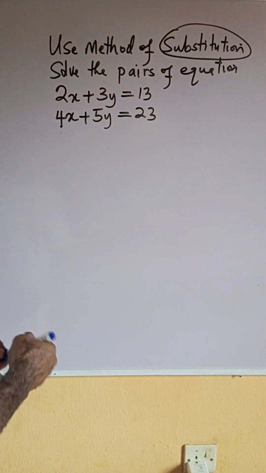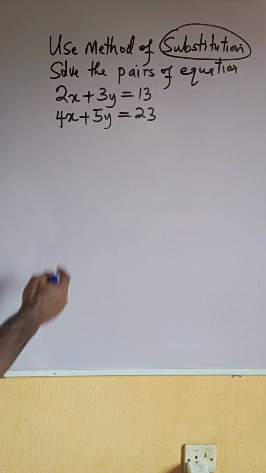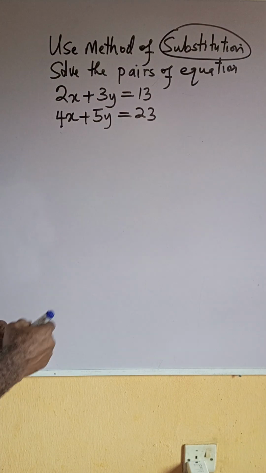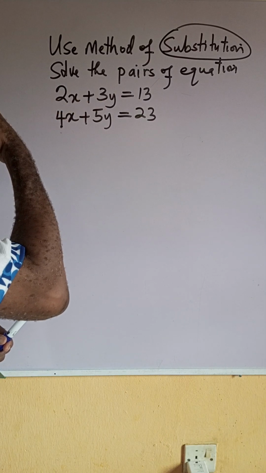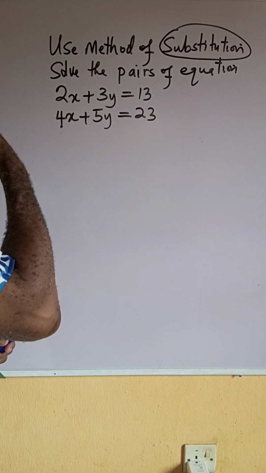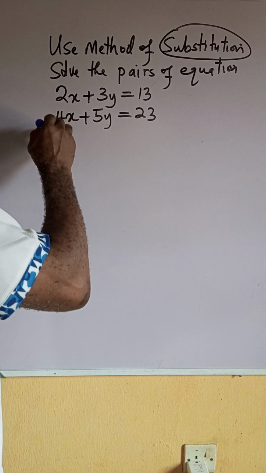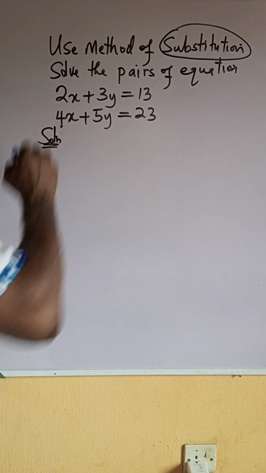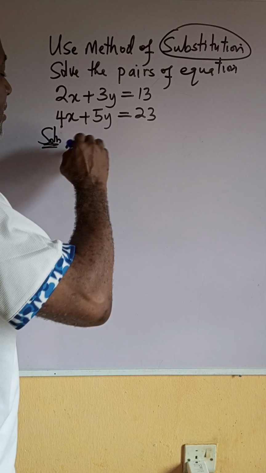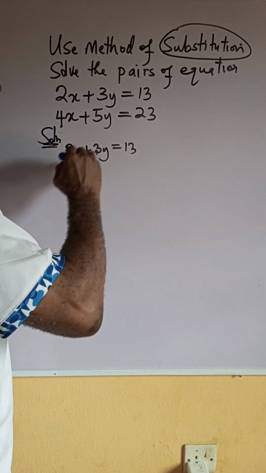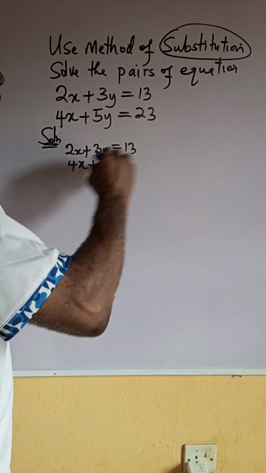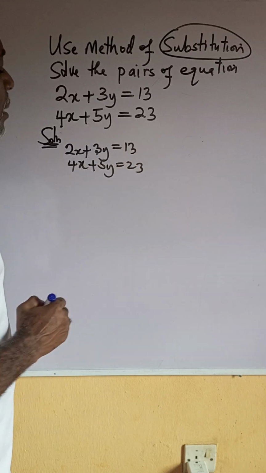All right, so we have to solve for x and y in 2x plus 3y equals 13 and 4x plus 5y equals 23. Solution. Now we have 2x plus 3y equals 13 and 4x plus 5y equals 23.